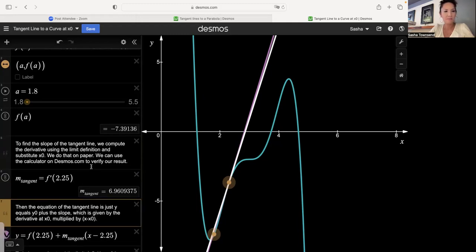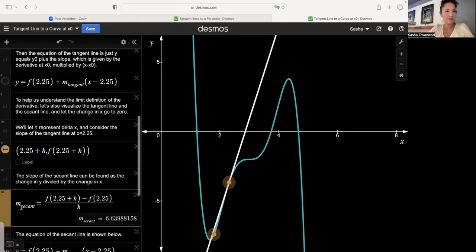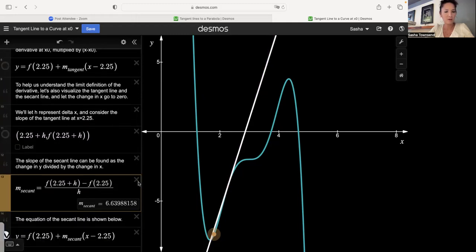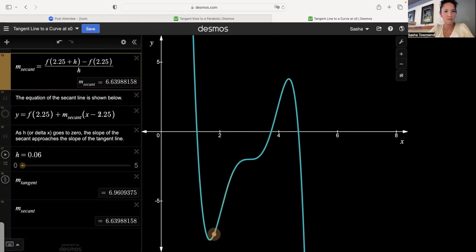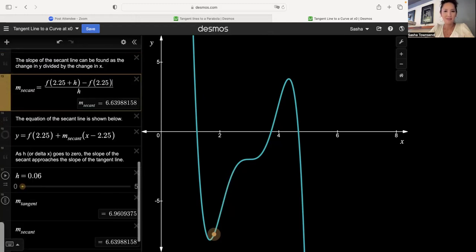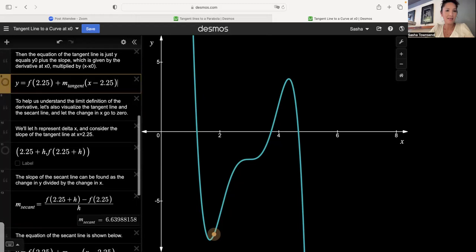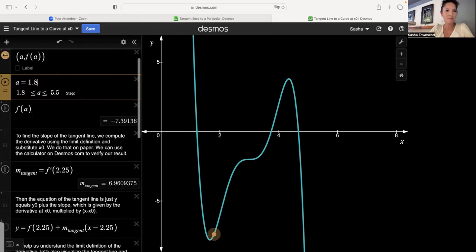So we plotted. I'm going to get rid of these other lines for right now, most of them probably. So that's what's happening: a and f of a. A is 1.8, f of a is approximately negative 7.39, which is consistent with our picture.